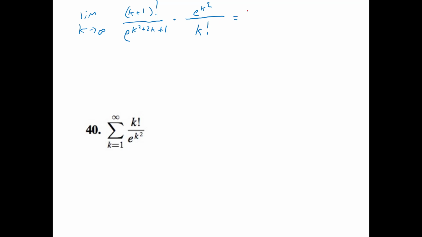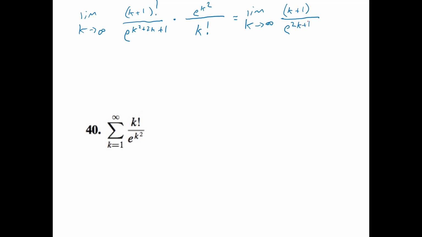Okay, so then this becomes the limit as k goes off to infinity of, and again, the k plus 1 factorial over the k factorial. You should be able to do that now. You can break off a factor of k plus 1. Here you'll subtract the exponents and you'll end up with e to the 2k plus 1.